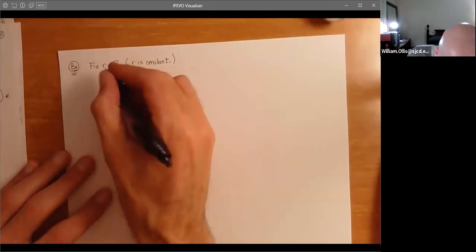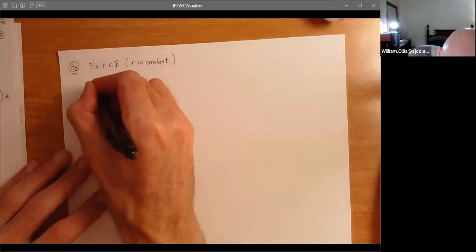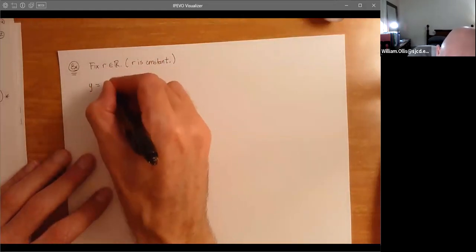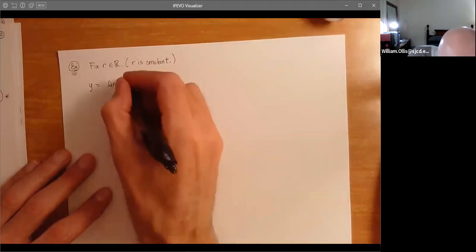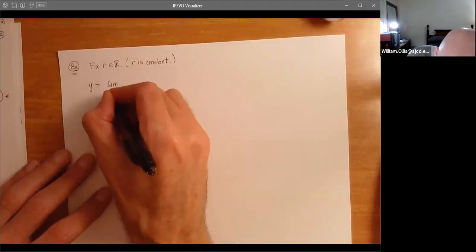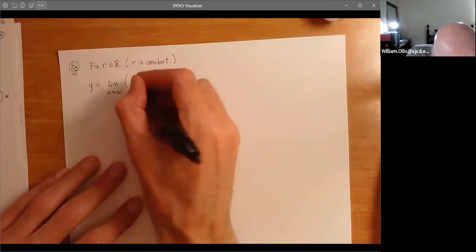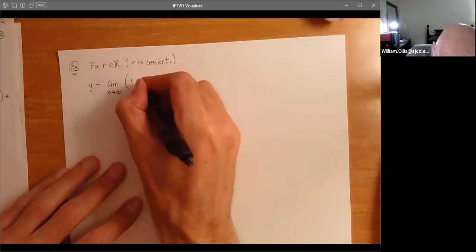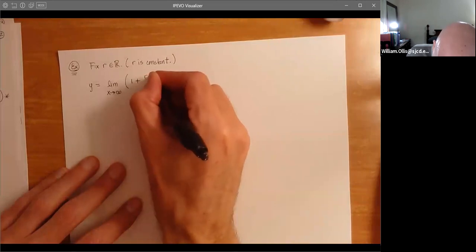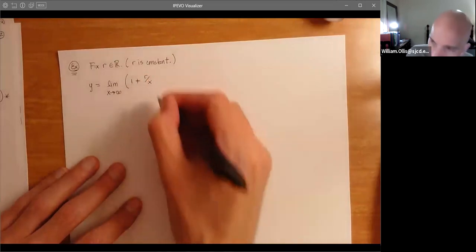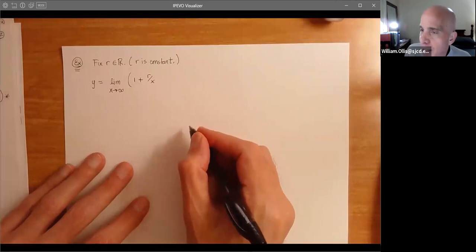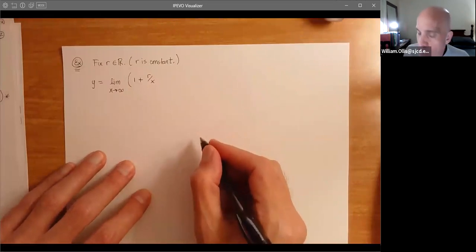So for instance, we might say that we set y, and I'll use this y notation for a reason. I'll tell you why. We're going to say that we have the limit as x passes to infinity of 1 plus r over x, all to the x. Remember, r is a constant, so this is going to remind you of interest, like r being an annual rate of interest.